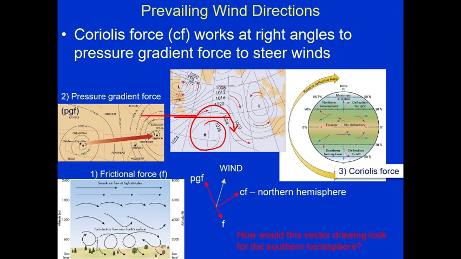A low pressure system would still be inward. That's not going to change. Still going to be an inward spiral, but it would be going clockwise. A high pressure system in the southern hemisphere is still going to be an outward spiral. That's not going to change, but it's going to be a counterclockwise rotation.